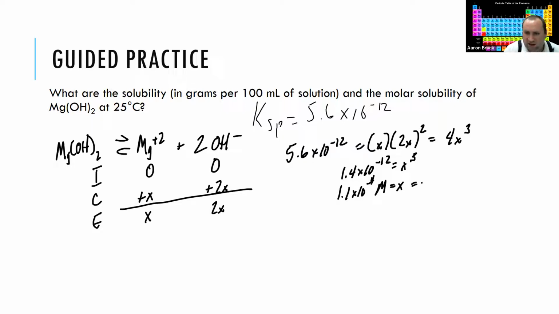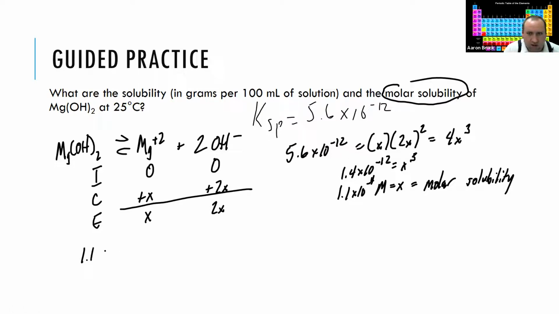And remember that this value is the molar solubility. So we've already addressed the second part of this problem. We've got the molar solubility. It's 1.1 times 10 to the negative 4th molar.